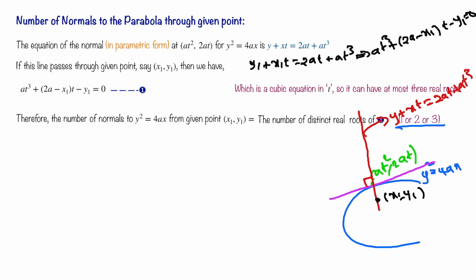We are going to state the criterion for the number of normals to the parabola through a given point in terms of the criterion for the number of distinct real roots of a cubic equation. Fine? Okay.